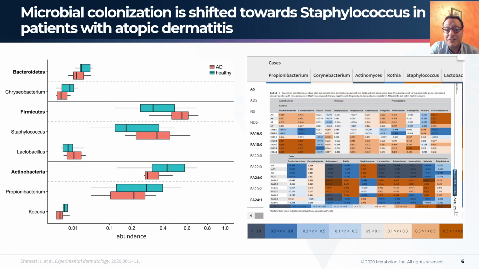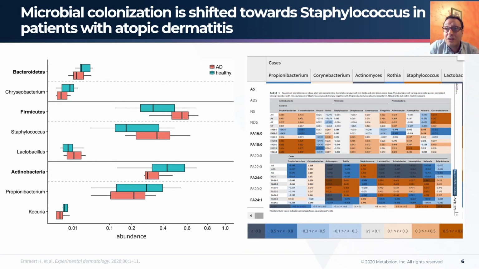A more detailed analysis revealed a decreased abundance of the genera Chryseobacterium, Propionibacterium, and Kocuria, an increased abundance of the genera Staphylococcus and Lactobacillus, indicating that in atopic dermatitis there is a shift in the bacterial community favoring Staphylococcus and Lactobacillus. A correlation analysis between bacterial and lipid abundances showed a strongly positive correlation of Staphylococcus and ceramide classes AS, ADS, NS, and NDS in patients with AD, but not in healthy subjects.